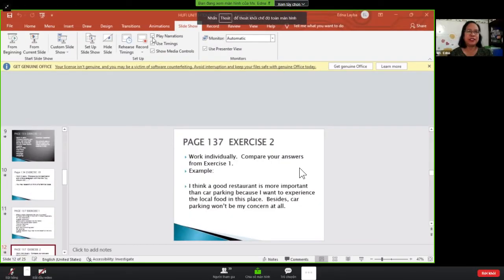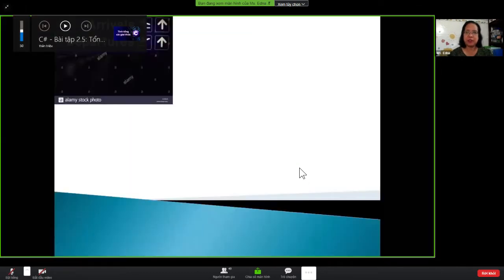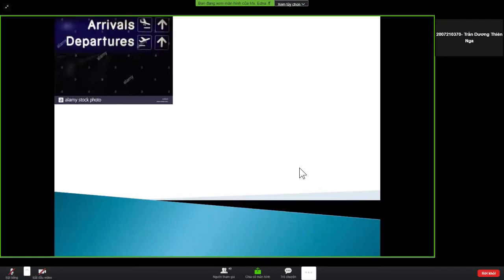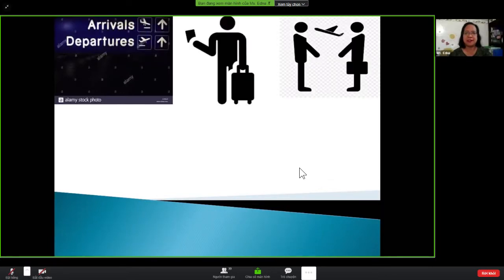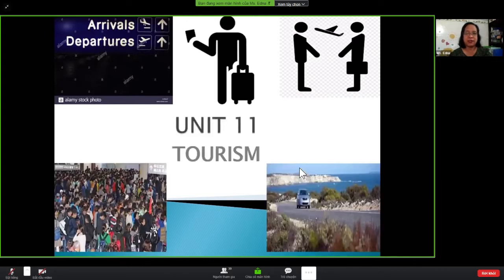Our Unit 11, and that's the second to the last unit. Next week, we'll have the last one, all right? So, you see these images, okay, you will come to think of one thing that is about travel. And travel means tourism also, all right?